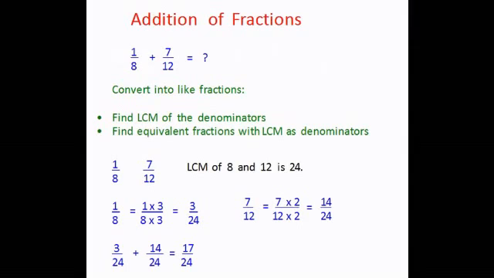Now since these are like fractions, it is very easy to add these. 14 plus 3 is 17. So the numerator is 17. Denominator remains the same, which is 24. So our answer is 17 over 24. So we can say 1 over 8 plus 7 over 12 is equal to 17 over 24.